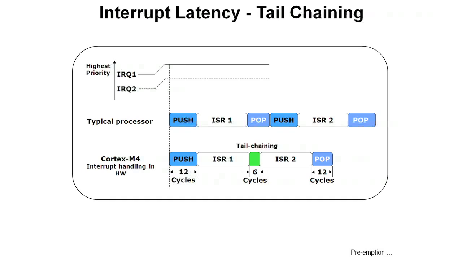When the interrupt service routine is completed, the NVIC detects that there is another interrupt pending and does a 6-cycle tail chaining to then send the execution to the next interrupt service routine without having to come all the way back up to main. So you can see a significant savings in terms of in-between interrupt service routine interrupt latency.